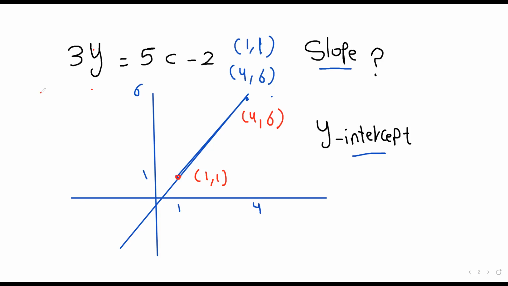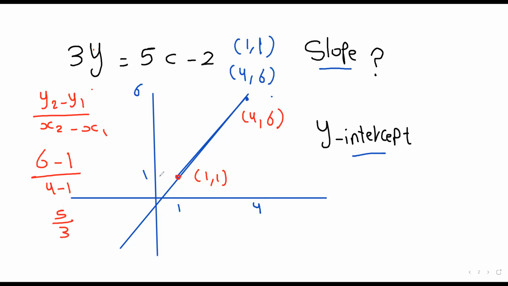Then what is the slope? y2 minus y1 over x2 minus x1. 6 minus 1 over 4 minus 1, which is 5 over 3. That's the slope. This is one solution: to calculate the slope, I find two ordered pairs satisfying the relation.